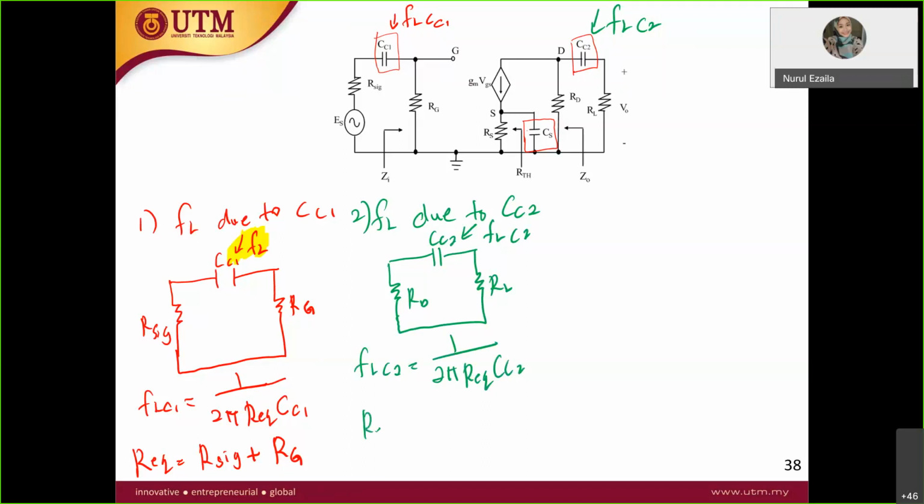What is the R equivalent over here? What can you see from here for the R equivalent? It is RD plus RL, so it is in series. All right, so let's take a look at number 3, FL due to CS, which is over here.